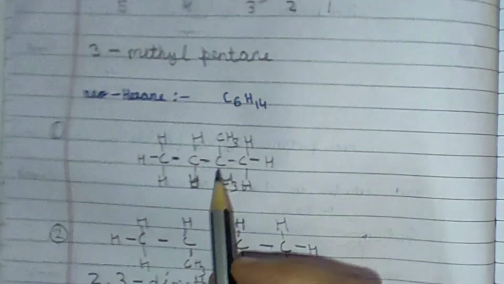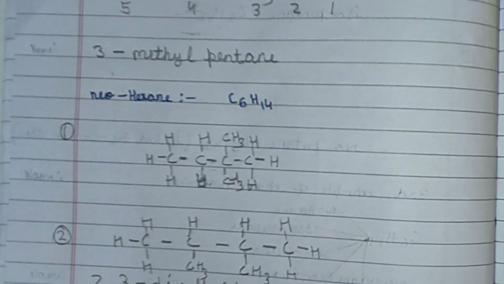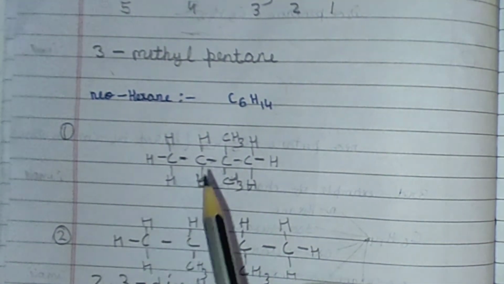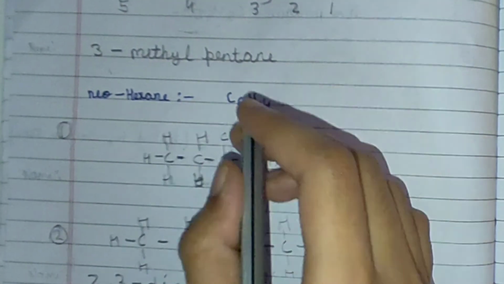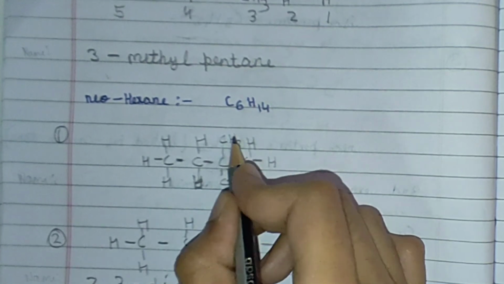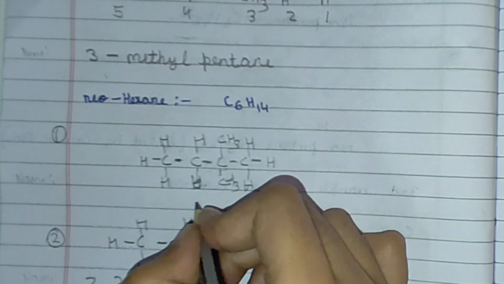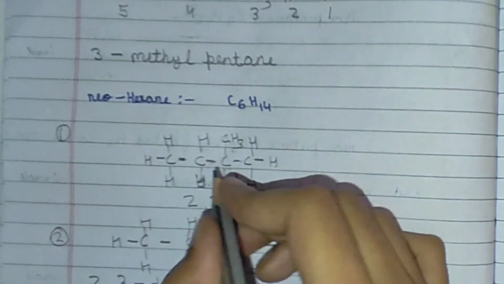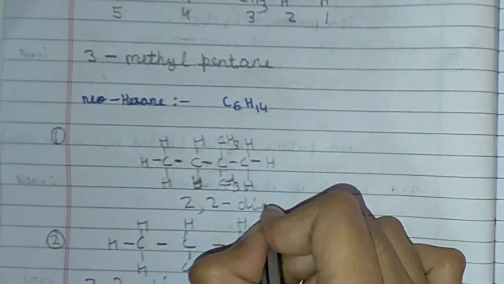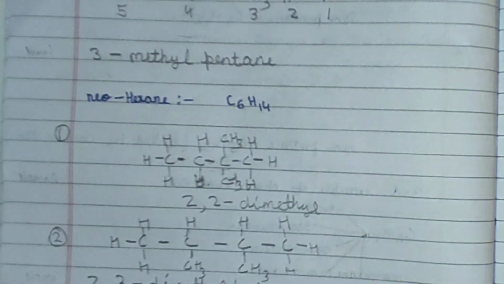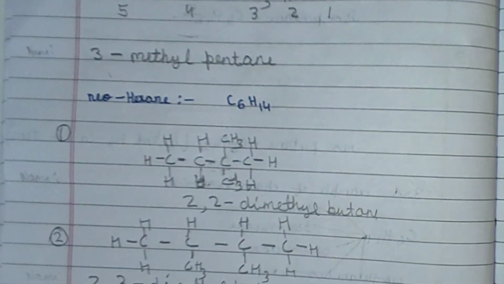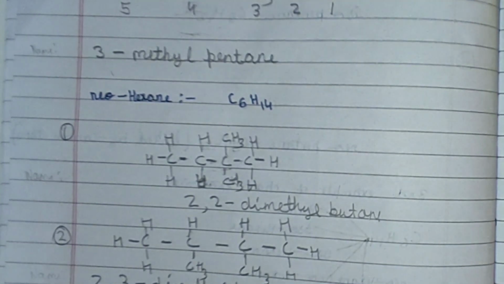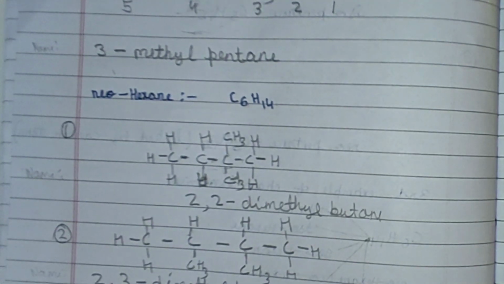Now we have to name this structure. The substituent, where is it? CH3 is the substituent. So that is methyl. It is on the second carbon atom, but there are 2. So we will write 2,2 dash dimethyl, because there are 2 methyl, and butane. So this is how we draw the structures of neohexane and name them. I hope you like this video. Thanks for watching.